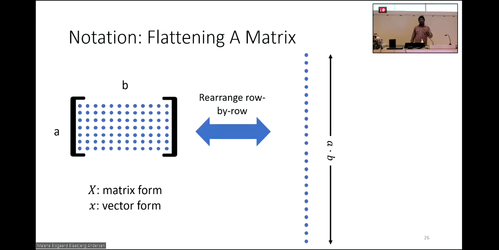Now one notation which we're going to use is flattening a matrix. So you have a matrix X, and now you want to convert it into a vector. What you'll do is rearrange the matrix row by row and append it to a vector.